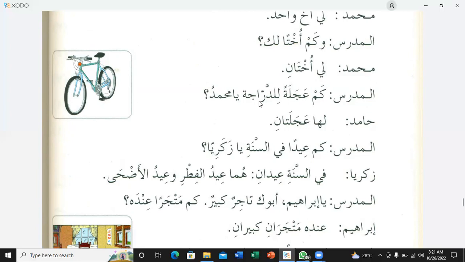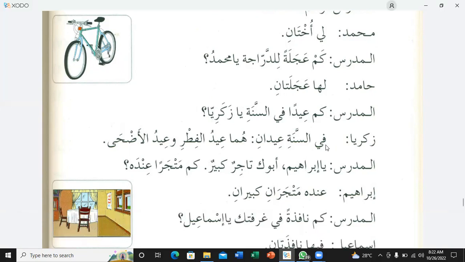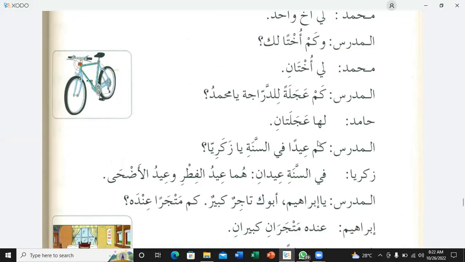Lid-darrajati, in a bicycle. Ya Muhammadu, O Muhammad. Al-mudarrisu: Kam ajalatan lid-darrajati ya Muhammad? How many wheels does a bicycle have, O Muhammad? Hamidun: Laha ajalatani. It has two wheels.